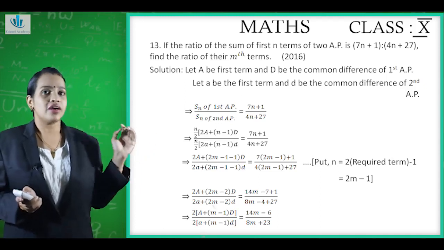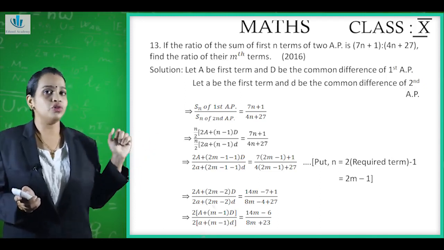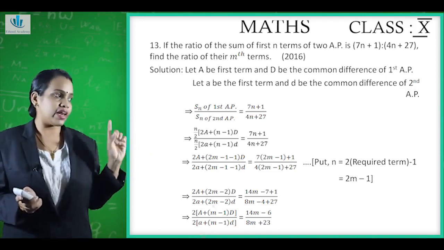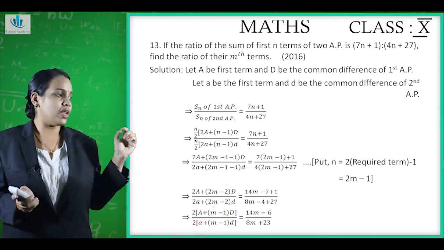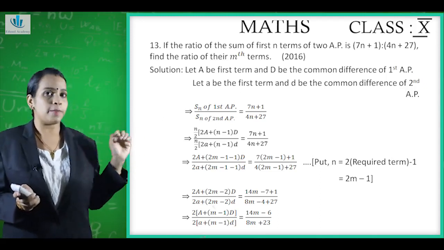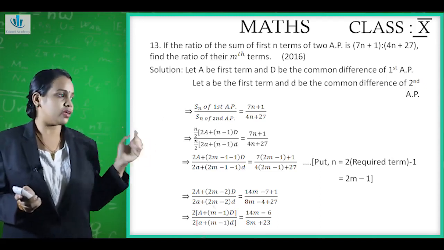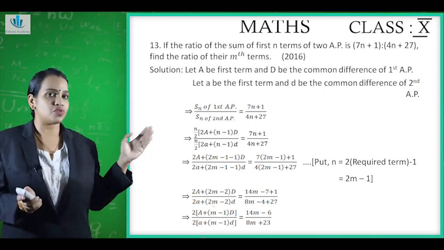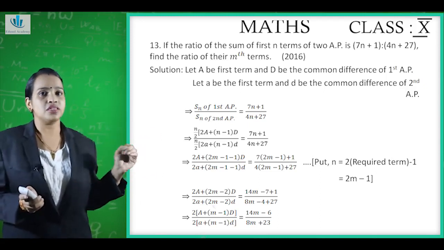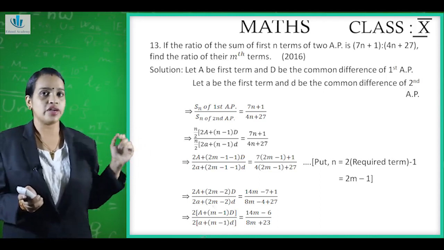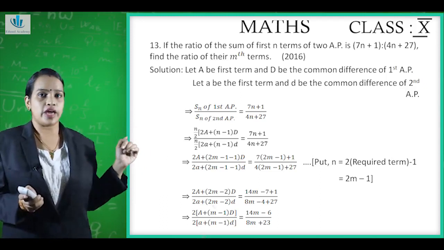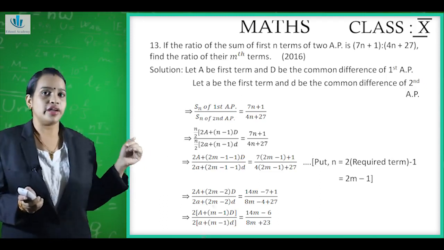So it is n upon 2 into 2A plus n minus 1 into D, where A and D are capital, upon n upon 2 into 2a plus n minus 1 into d, here a and d are small letters, is equal to 7n plus 1 upon 4n plus 27. Now we will solve it. N upon 2 gets cancelled.